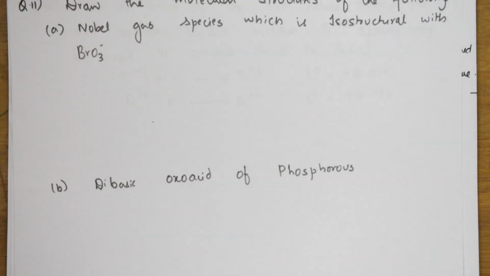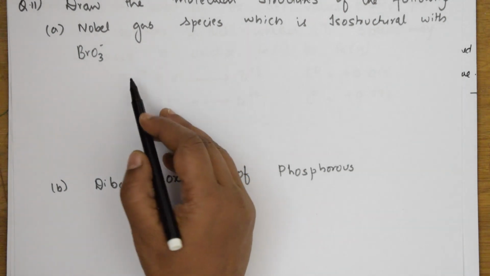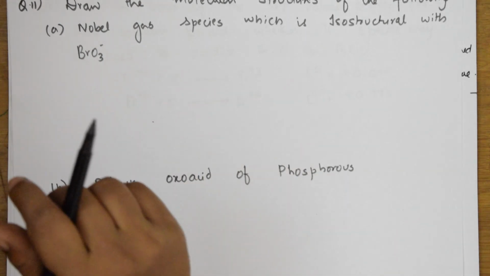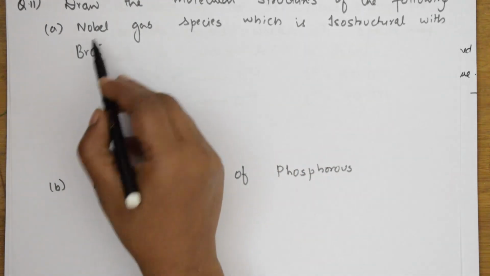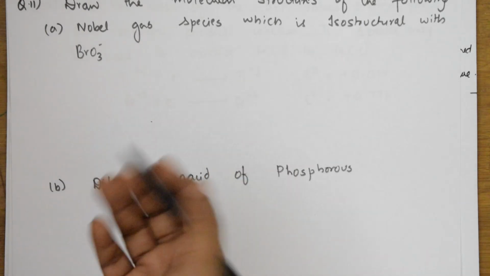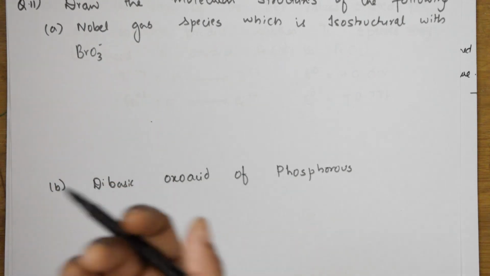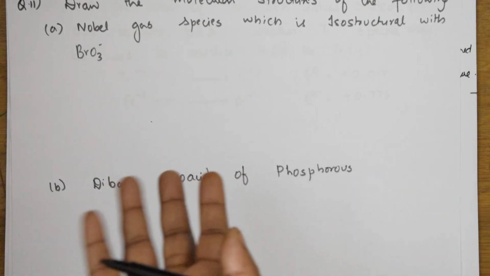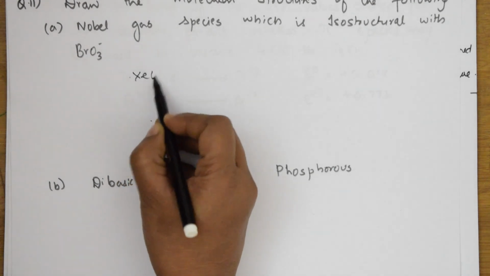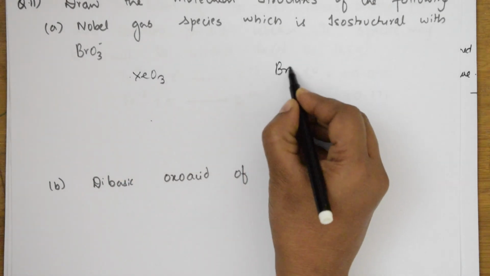Now let me come back and do the 11th question. What did they ask? Draw the molecular structures of the following noble gas species which is isostructural with BrO3 minus. So they're asking us to draw a structure which is similar to BrO3 minus. They've given a clue here: noble gas elements, nothing but helium, neon, argon, krypton, xenon. Xenon basically forms XeO3, which is similar to this BrO3 minus.